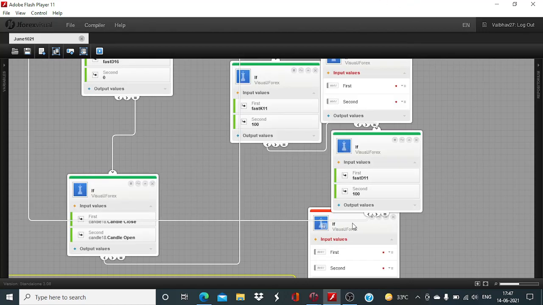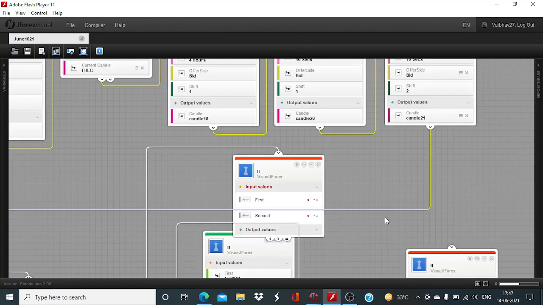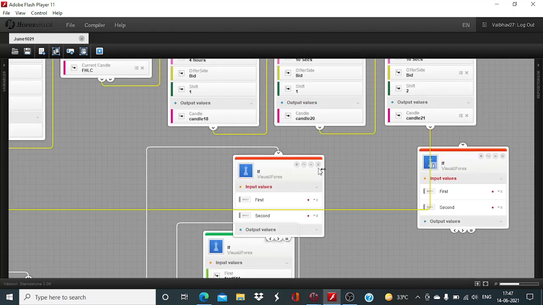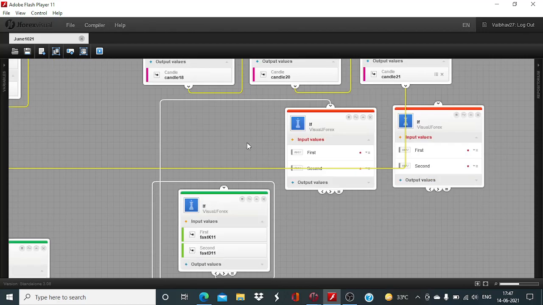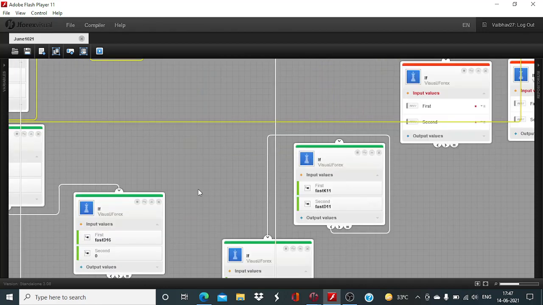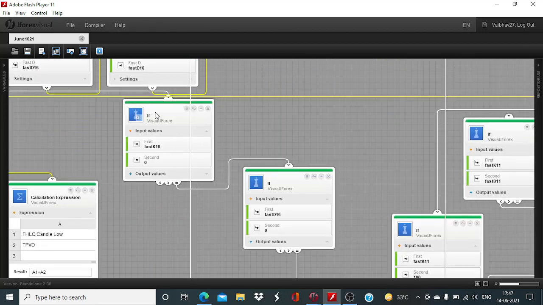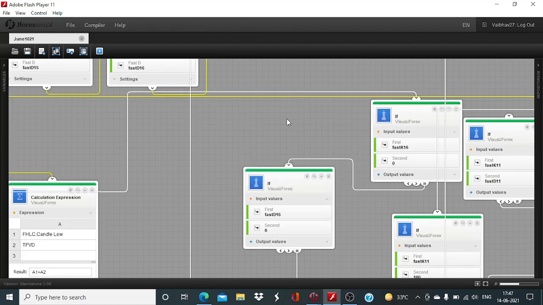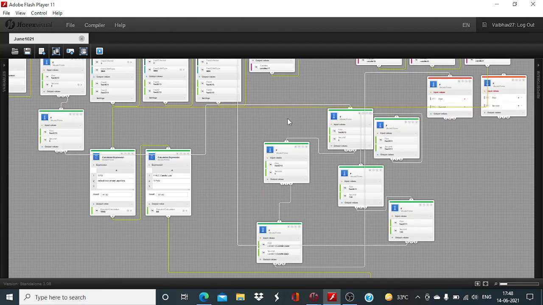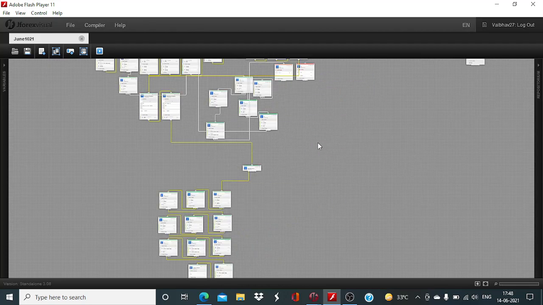Now moving on to the entry point, we need to compare the candle 20 and candle 21's closing value with the variable which we will need to create afresh, and for that one calculation will need to be carried out, and prior to that we will get these blocks arranged.